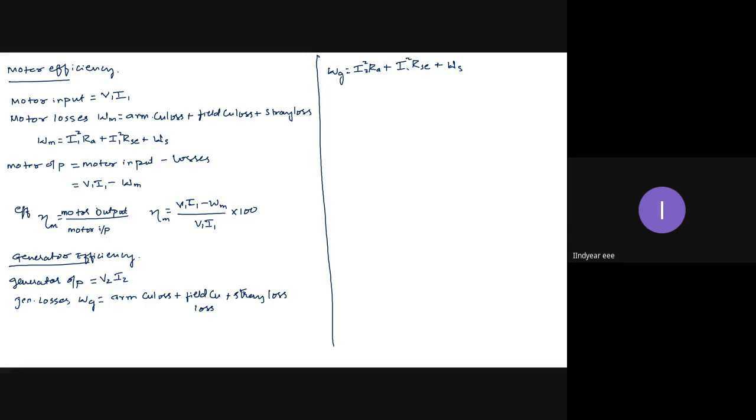So I1 square RSE plus WS. Okay. Then generator input is equal to generator output plus losses. So this is V2 I2 plus WG. It is a very simple test. Field test is very simple. Even practical also it is very simple. Okay. We can take the full load condition also. We can take partial load condition also. So we can have one reading. We can have multiple readings.